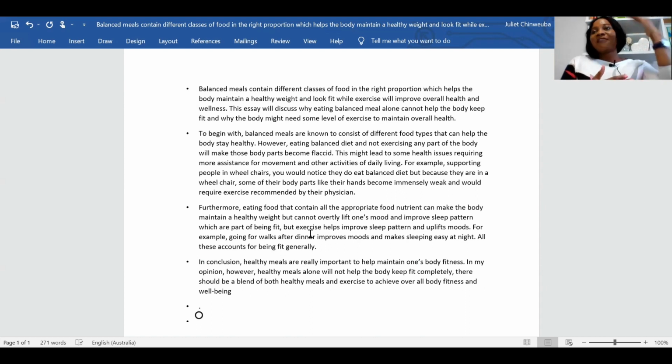Making sure that they are flowing, just rhyming, no mistakes. So I'm going to be getting 2 marks for my written discourse, and even for my linguistic. So this is a very comprehensive essay.